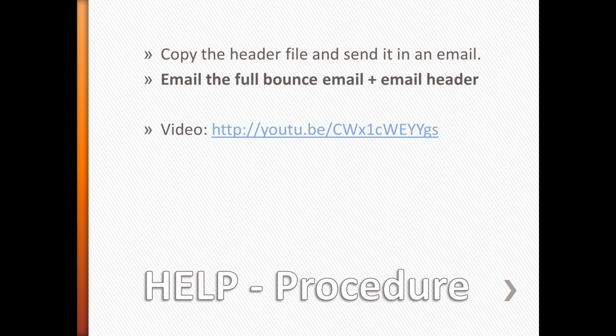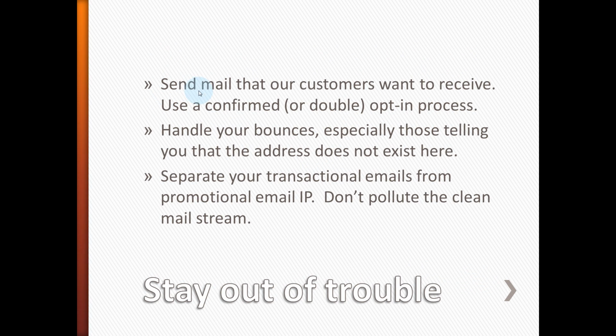Send mail that our customers want to receive. How can you prevent or stay out of trouble? There are three real steps here. Send mail that customers want to receive, and use what we call a confirmed or double opt-in process. MailChimp is a really good example of a double opt-in process. What might that look like?